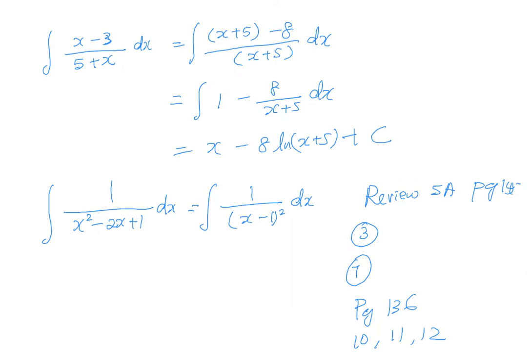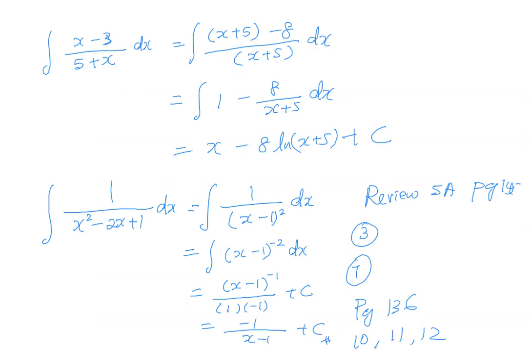Second question. Do you want me to do this question? Is it okay? So this will be the integral of (x minus 1) to the power of negative 2 dx. So we use the simple rule: power plus 1, divide by the new power. One is the coefficient of x, one is the power. So you get negative 1 over (x minus 1) plus c. Okay?